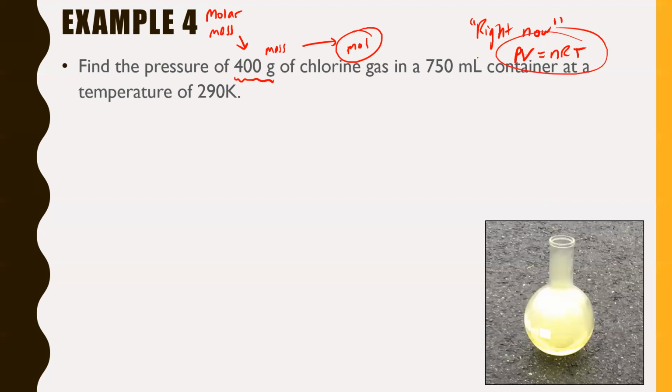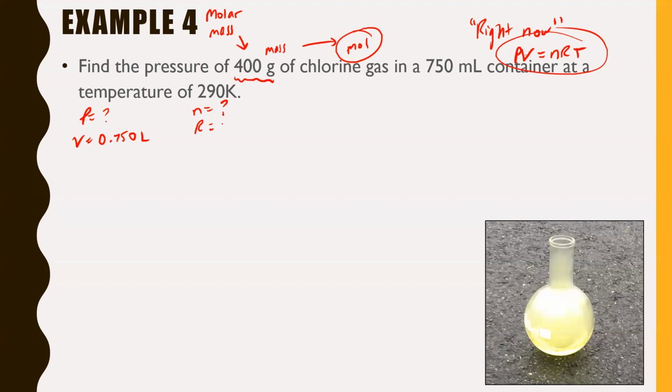PV equals nRT is the formula I want to use. Do we know our pressure? Well, no, that's what we want to find. So P is question mark. Do we know our volume? Yes, we do. 750 milliliters, but I hate milliliters. Let's turn it to liters instead. That's 0.750 liters. Much better. Do we know our number of moles? No, we do not. That's another hint that we'll have to change our mass to something because we don't know our number of moles.